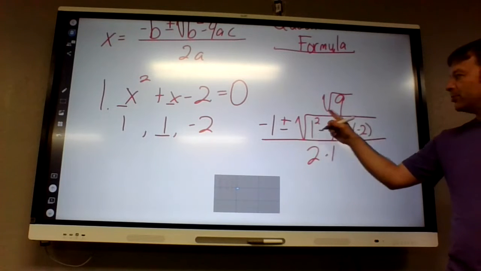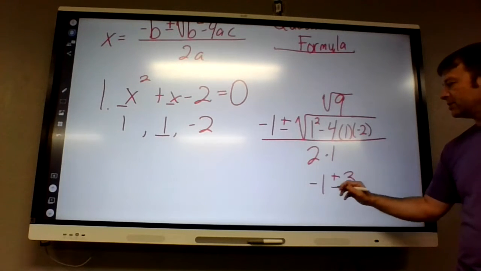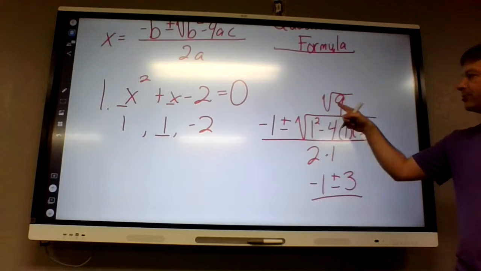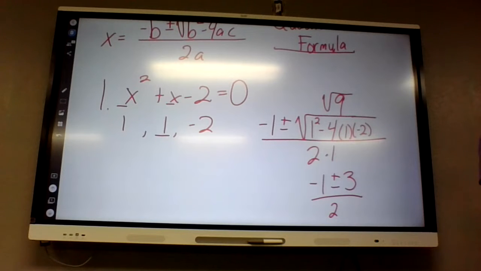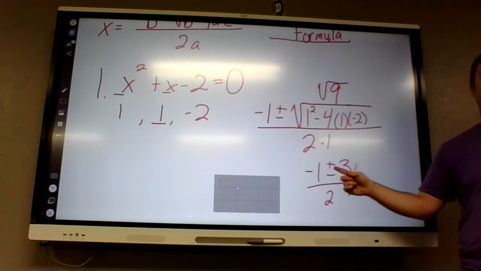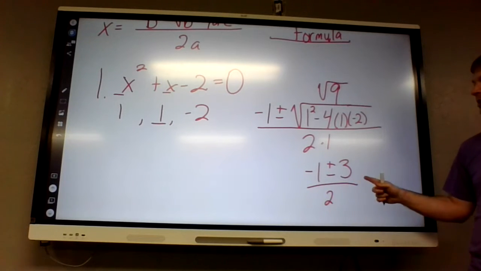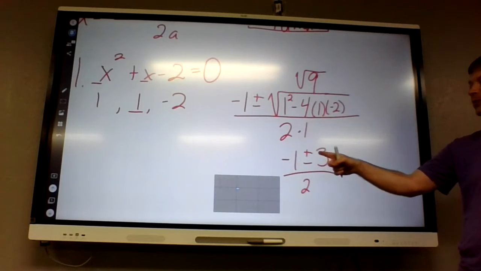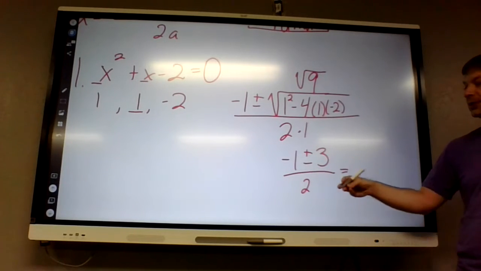What's the square root of 9? 3. So it's negative 1 plus or minus 3 over 2 times 1, which is 2. Sometimes they come out weird, like square root of 3, and you can't really simplify it. If you can't simplify it, we would just stop right here. But since I can do negative 1 plus 3 and negative 1 minus 3, I need to simplify it all the way, just like yesterday.